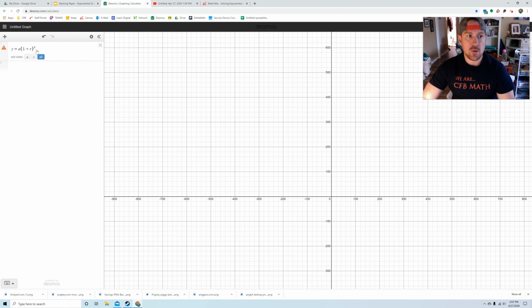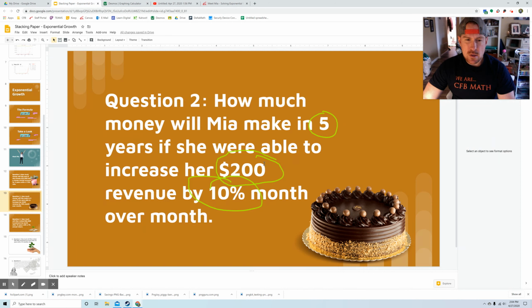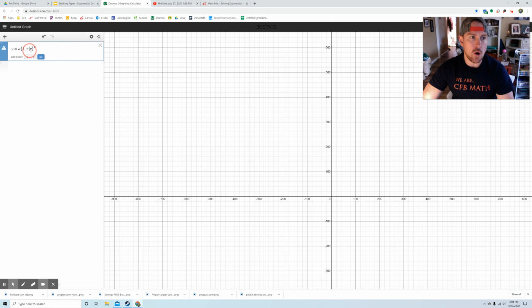So if we look at y equals a times 1 plus r to the x, we know our initial amount, our a, is 200. We also know that our rate is 10%, 10% month over month. So we know our r, our rate here, is 0.10.